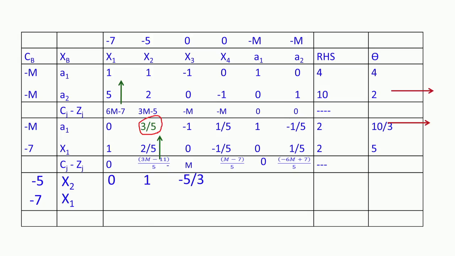1 by 5 divided by 3 by 5 is 1 by 3. 1 divided by 3 by 5 is 5 by 3. And minus 1 by 5 divided by 3 by 5 is minus 1 by 3. 2 divided by 3 by 5 is 10 by 3. So the first row is written. Now we have to write the second row.